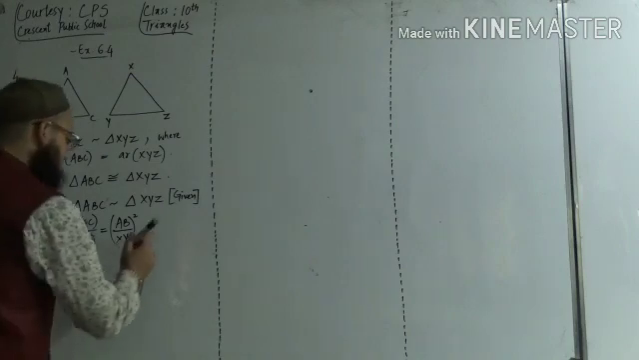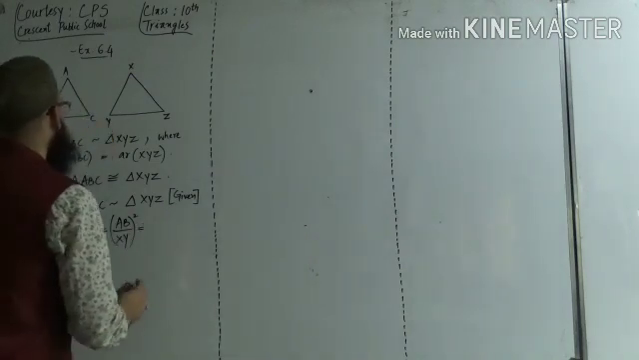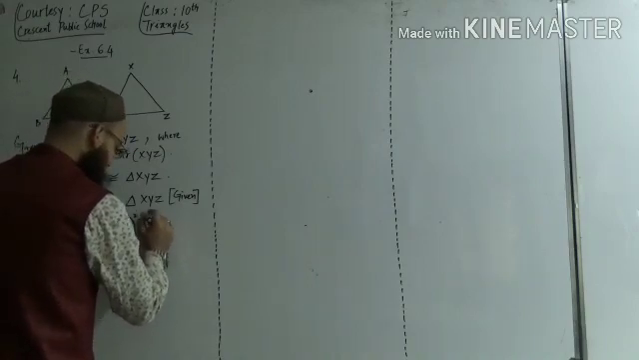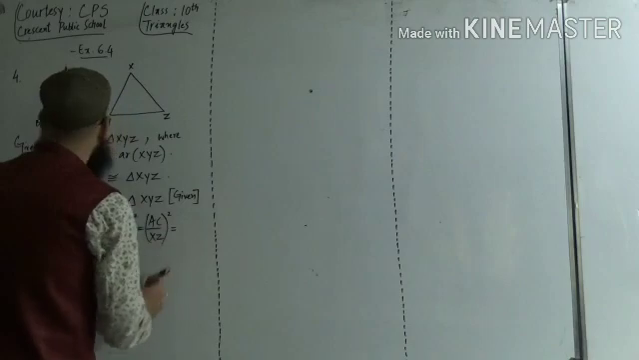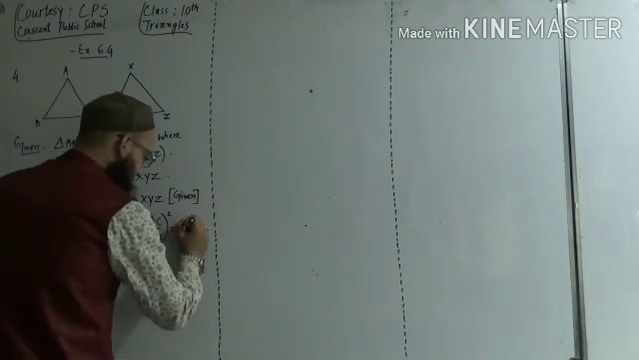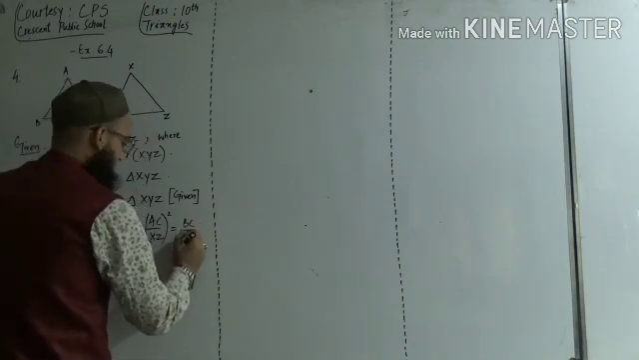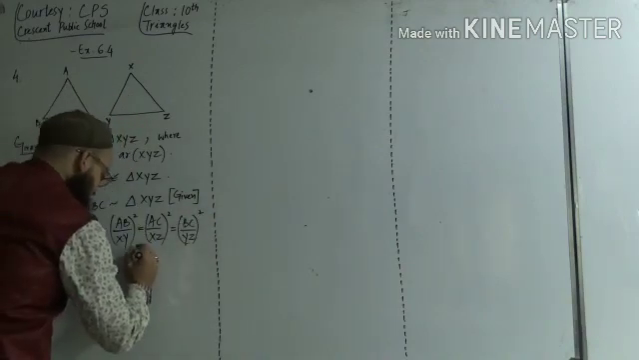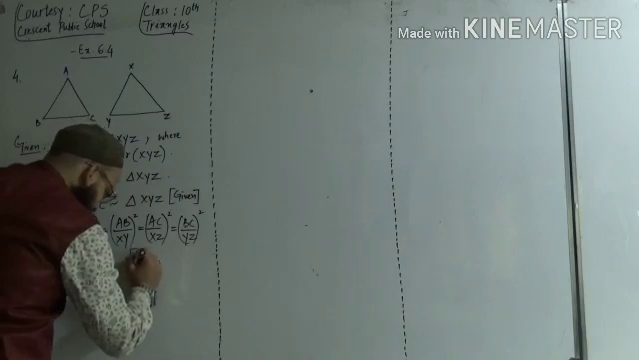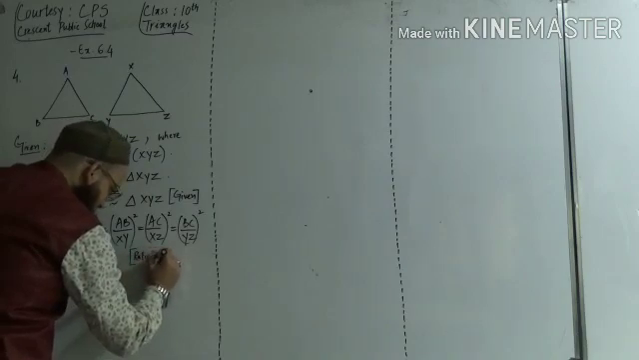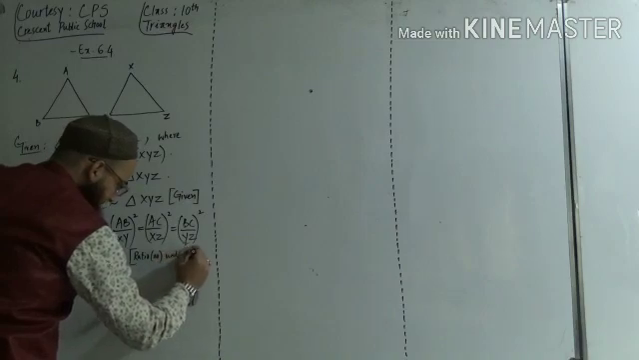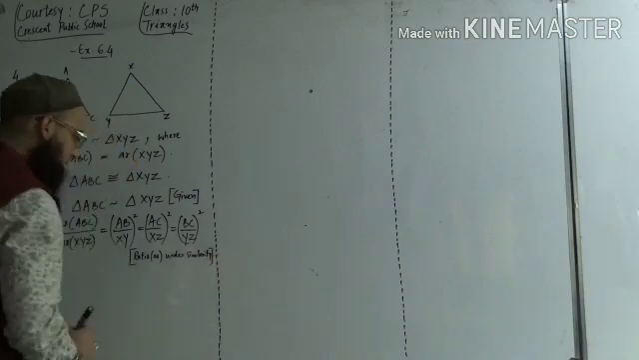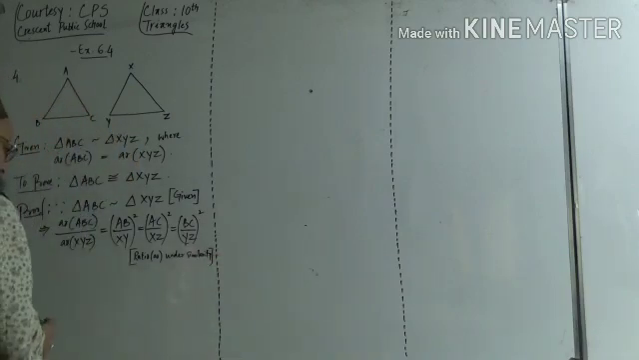You got it? Or you can say AC by XZ whole square, or you can say BC by YZ whole square. Now the reason is ratio of area under similarity.